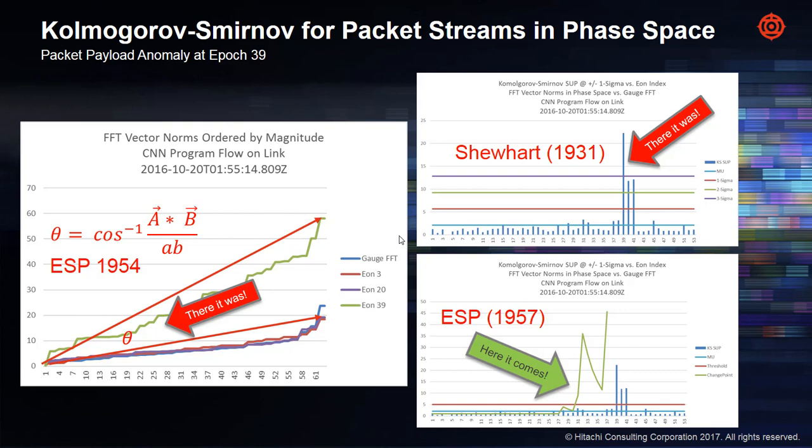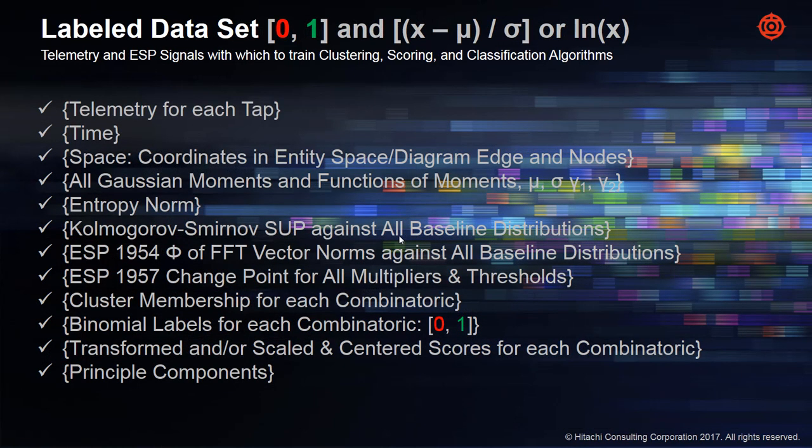So what this lets us do is, ESP in 54 would have said, there it was, I saw it. And Shewhart definitely would have caught it, there it was. But ESP in 57 has a way to say, hey man, here it comes. Get ready because here it comes. And so that's helping us get to our goal of getting out in front of this thing and converting it. Really at the end of the day, our challenge is to convert unplanned maintenance into planned maintenance for enhanced customer service. So here's our labeled data set, all the telemetry from the taps.